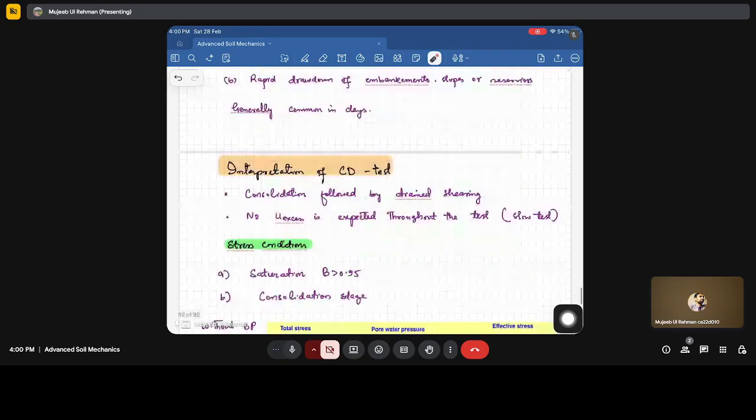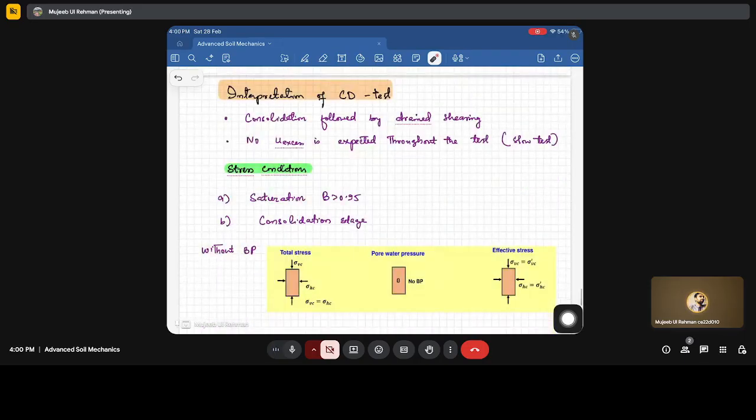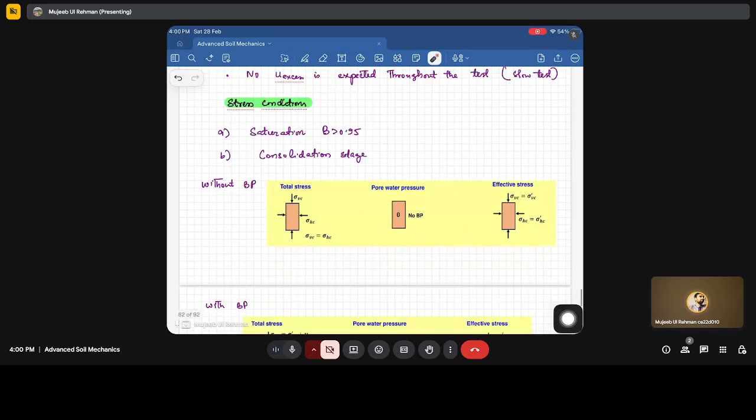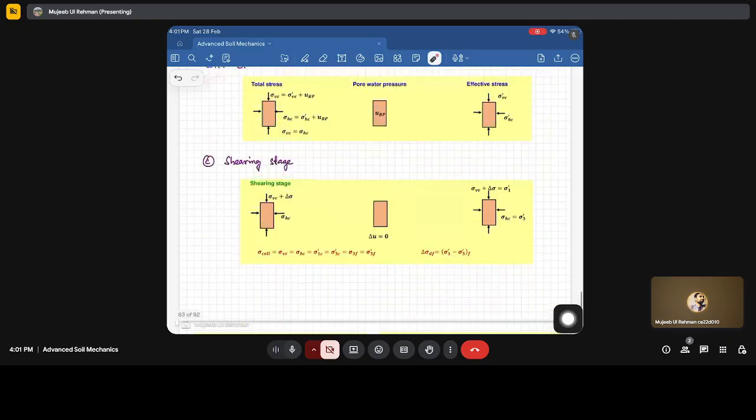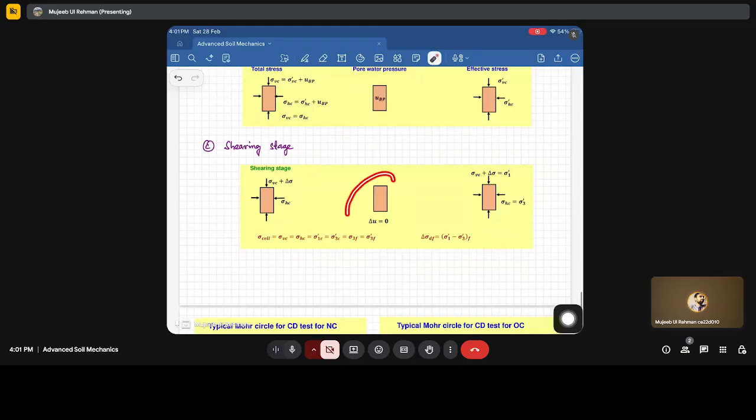Now we have the interpretation of the consolidated drained test. In this test, consolidation is followed by drained shearing. No excess pore water pressure is generated, and as a result the test has to be done in a slow manner. Again, saturation has to be ensured, with B greater than 0.95. Consolidation can be done without back pressure, similar to the CU test, and with back pressure. In the shearing stage there is no pore water pressure, so sigma 3 at failure, the lateral stress at failure, is equal to sigma 3 dash at failure.